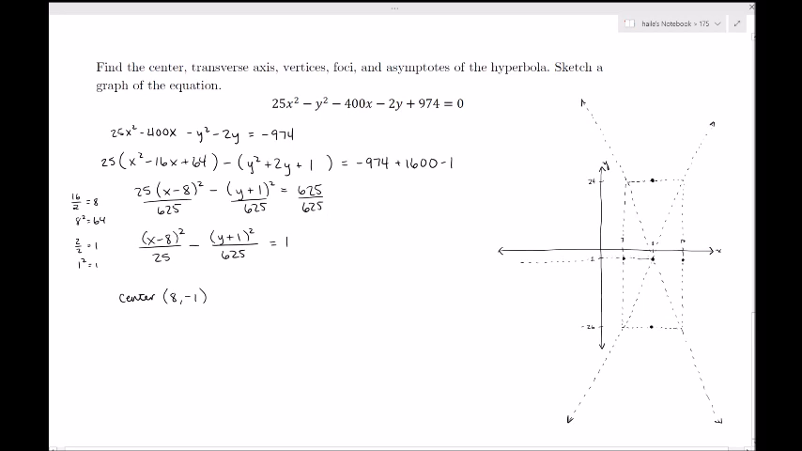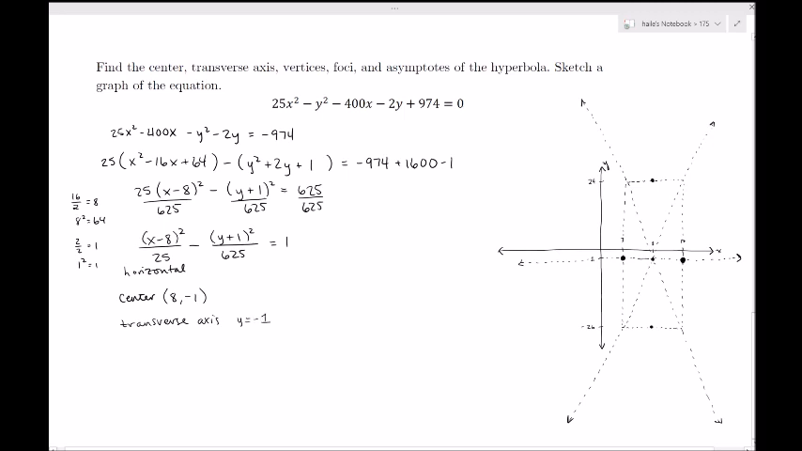oriented. So notice that this is going to be a horizontal hyperbola because the x term is positive. So this is going to be horizontal. So our vertices are going to be these points on the left and right sides of the box. Okay, so the transverse axis is that line that connects the two vertices and the center. So the transverse axis is going to be the line y is equal to negative 1.